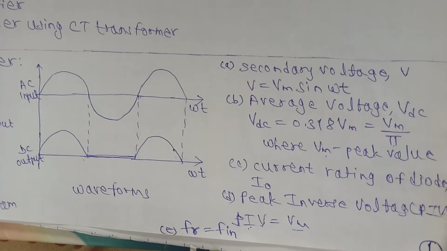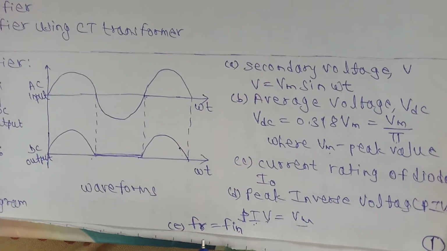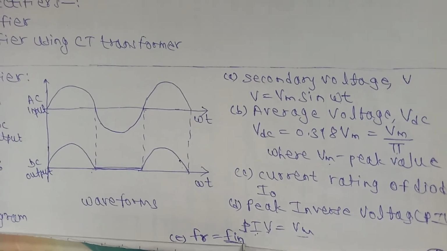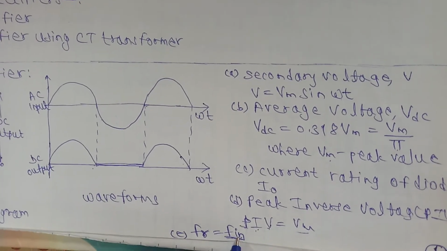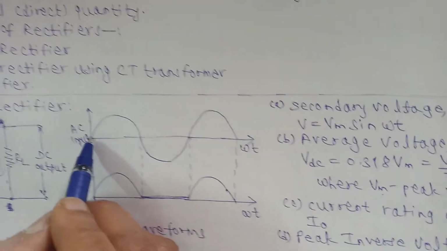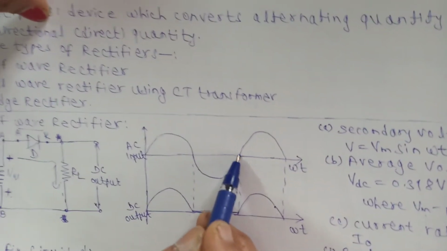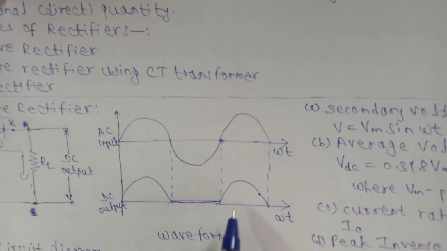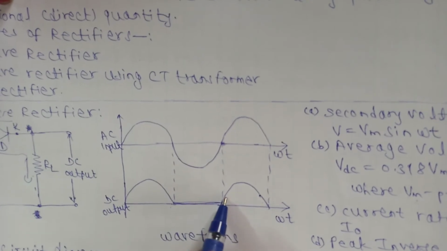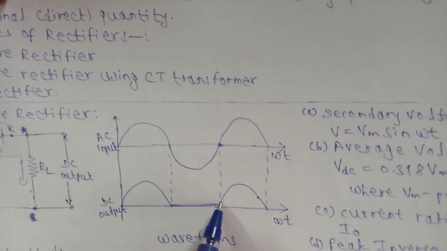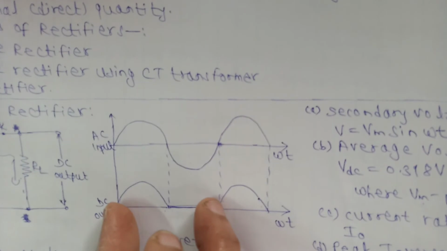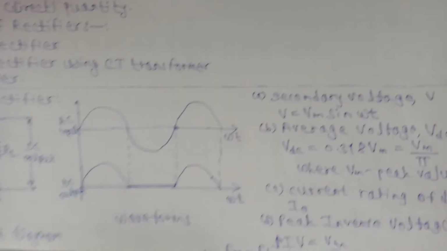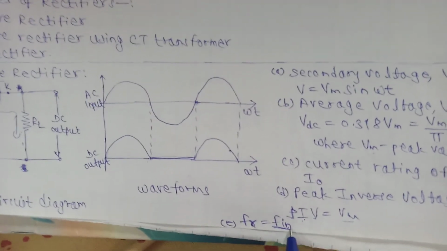And the last parameter is Fr is equal to Fin. So what is Fr? It is called the ripple frequency, which is equal to Fin, that means the input frequency. How to find this? The frequency of an AC signal is the number of cycles in 1 second. Now here, how many cycles will be there? It is the same. That means the same frequency for input and output will be there. So we can say that Fr is equal to Fin, or the ripple frequency is equal to the input frequency.